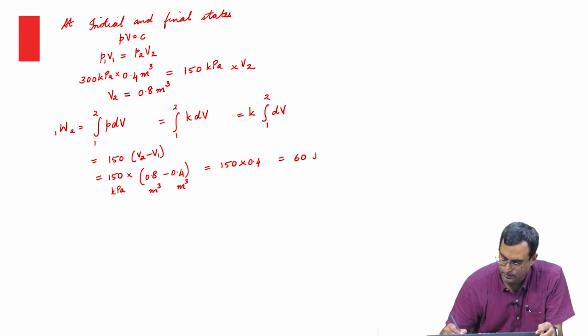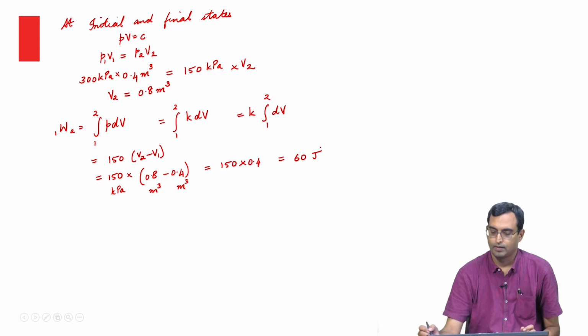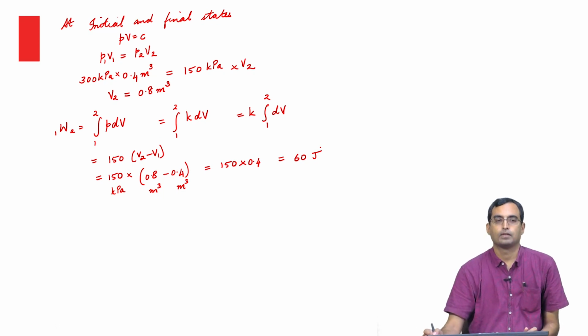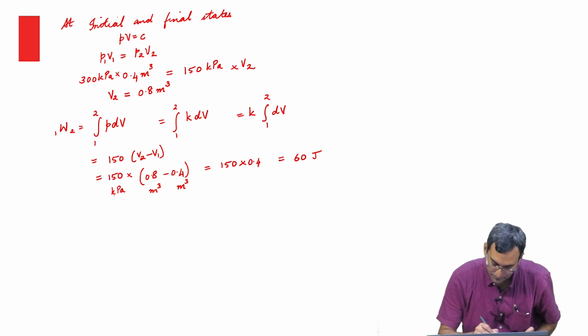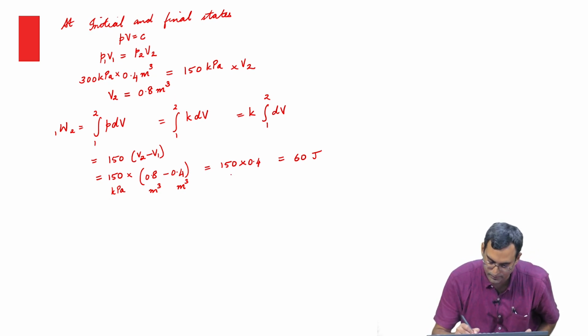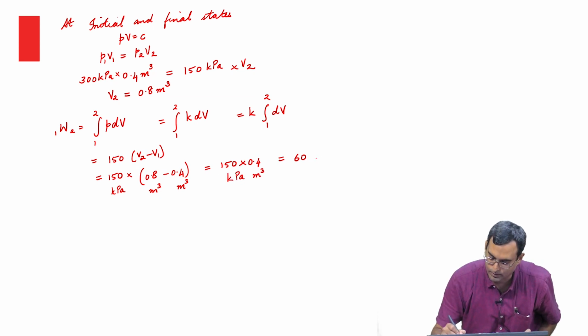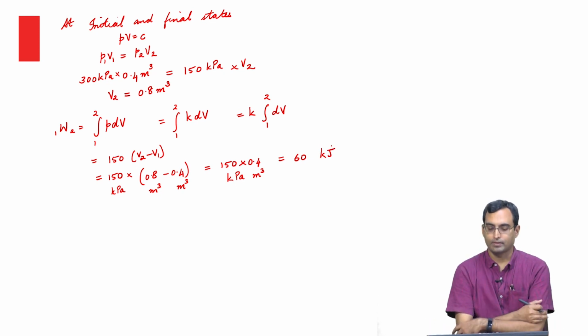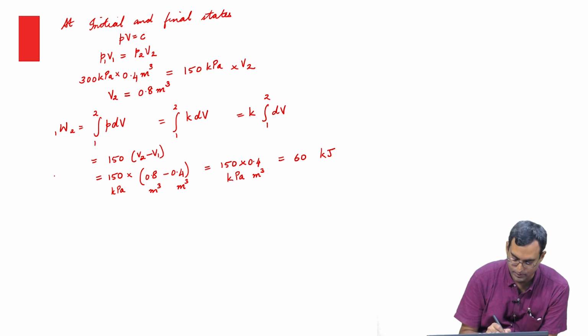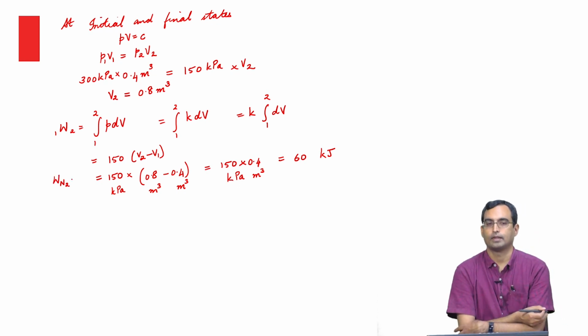This comes out to be 60 joules. That is not quite true, because I have missed out the fact that it is a kilopascal here. So, this is kilopascal into meter cube, which is kilojoule. So, the work interaction for the nitrogen gas is essentially 60 kilojoules.